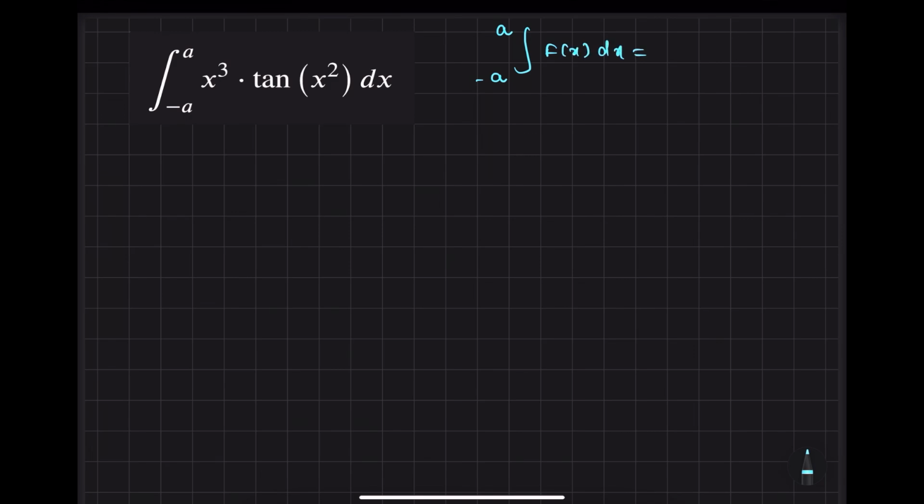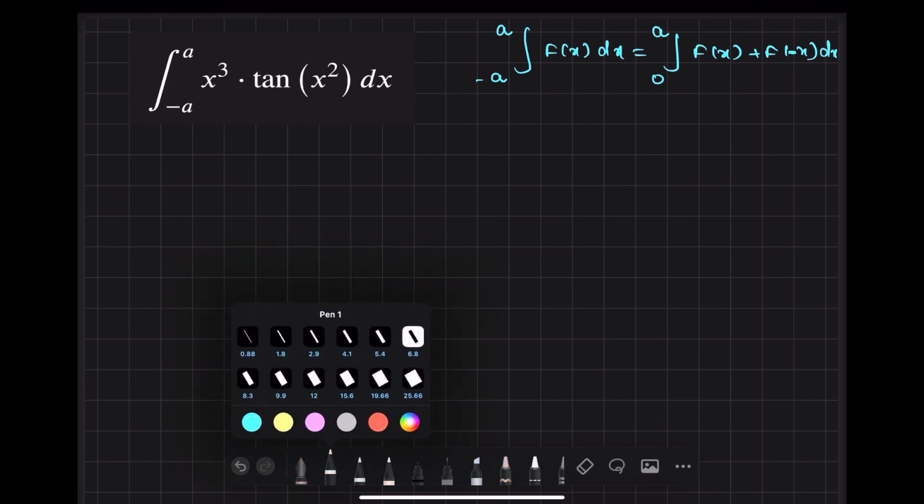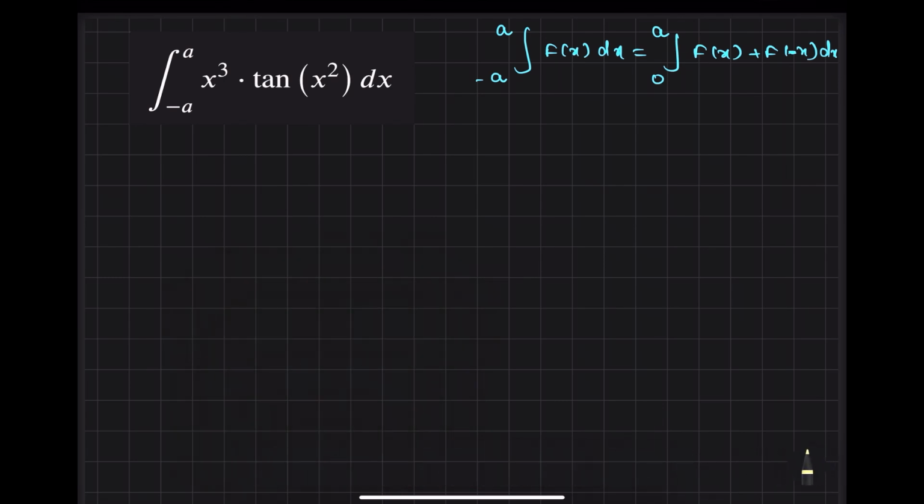You will be writing, minus a, sorry, now this will become 0 to a, and then f of x plus f of minus x dx. Okay, this you have to handle in this situation. This property you have to apply. So the moment you observe minus a to a, you have to connect yourself with the given idea.